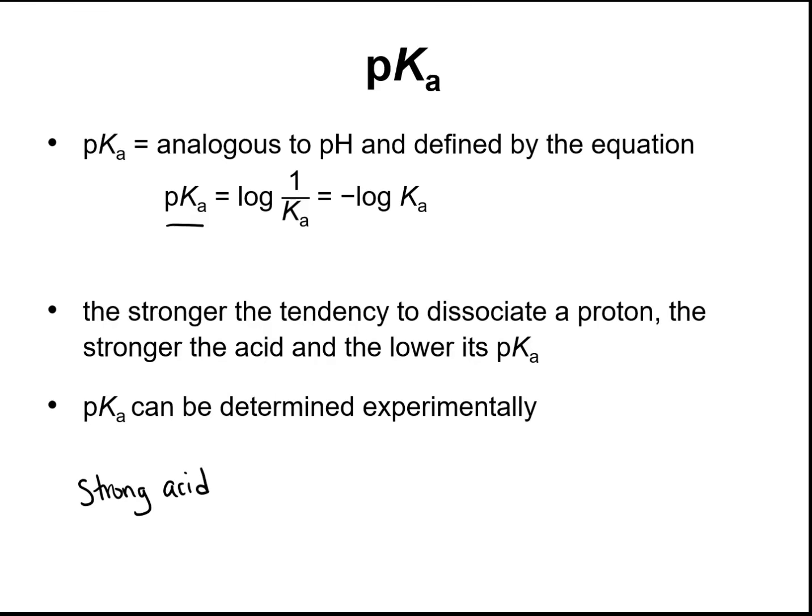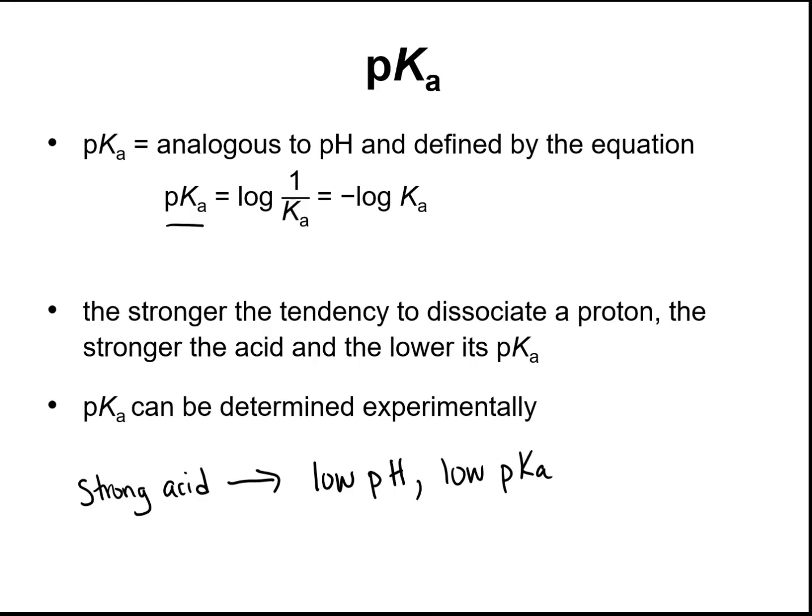Strong acid. What does that mean? It's got a low pH, low pKa. So if I gave you a list of acids and I told you their pKa's, you should be able to order them from the weakest acid to the strongest acid, simply because you know the pKa.